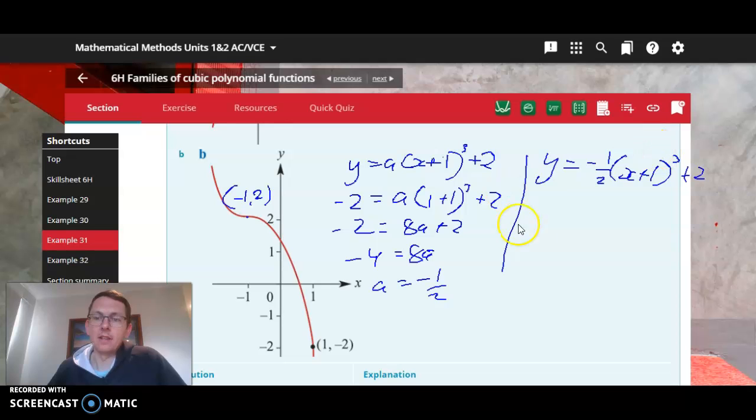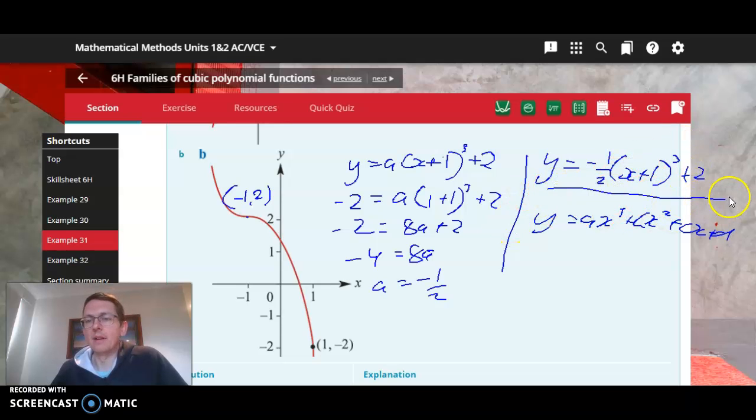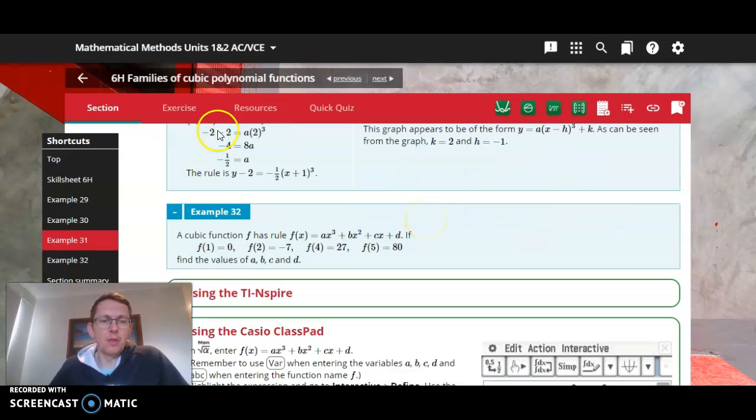Now if I had to write this in the form of, let's just say, y equals ax cubed plus bx squared plus cx plus d, I would have to expand this, okay? Once I expand this, then I could write it in this form. However, I didn't say that, so I'm happy with that one there. So with example 32, this would be quite long to do by hand, but you could do it by hand if you had to.